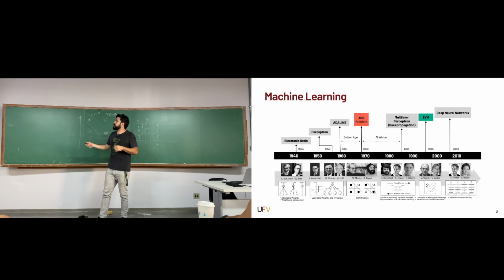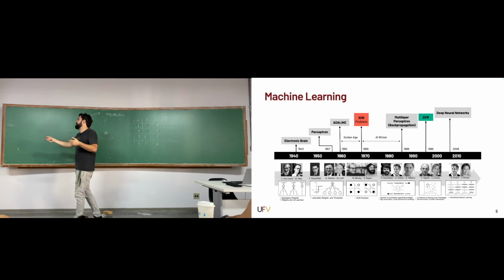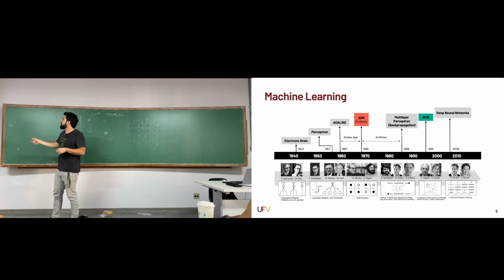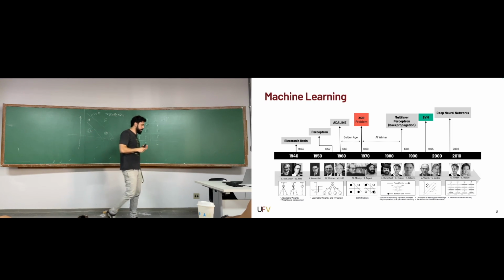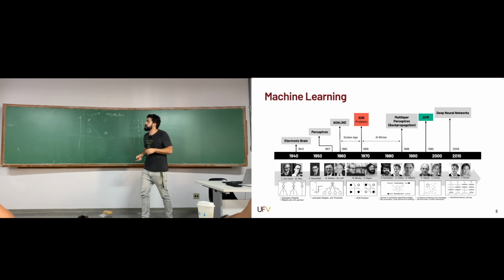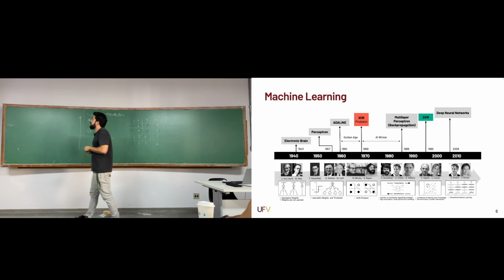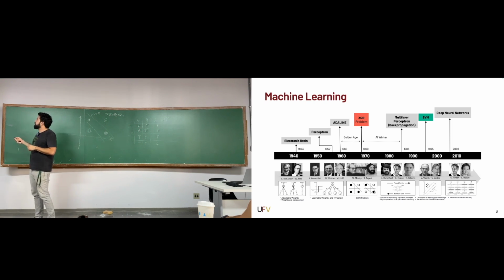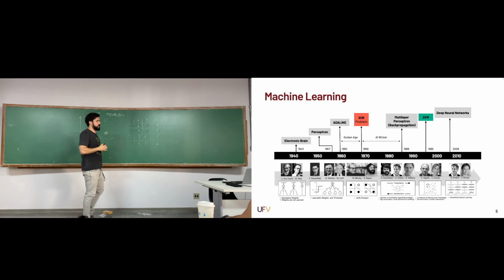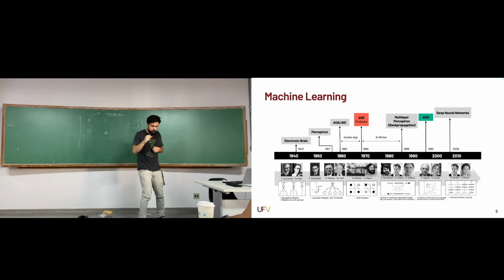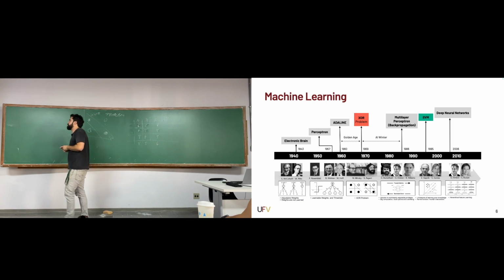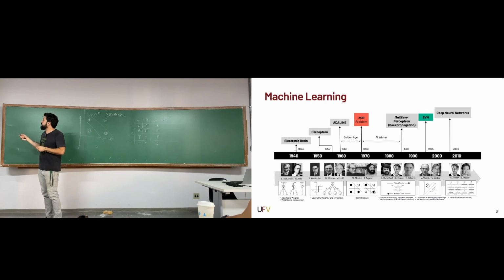Still, around the 2000s, another very effective and important algorithm came out, the SVM, which is the support vector machine, which is designed for linearly separable problems, but there is a trick you can do to solve non-linearly separable problems, which is called the kernel trick.